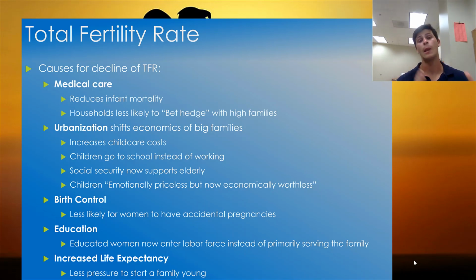In addition to all of this, increased life expectancy is another way to greatly lower the total fertility rate. If there is a long life expectancy in a given society or population, there is less pressure to start a family young, and so women and households can delay pregnancy or the initial pregnancy until much later in life, and because you delay the window where you start having kids, you have a tendency to lower the total number of kids you have in your family. So on average, the total fertility rate also drops.